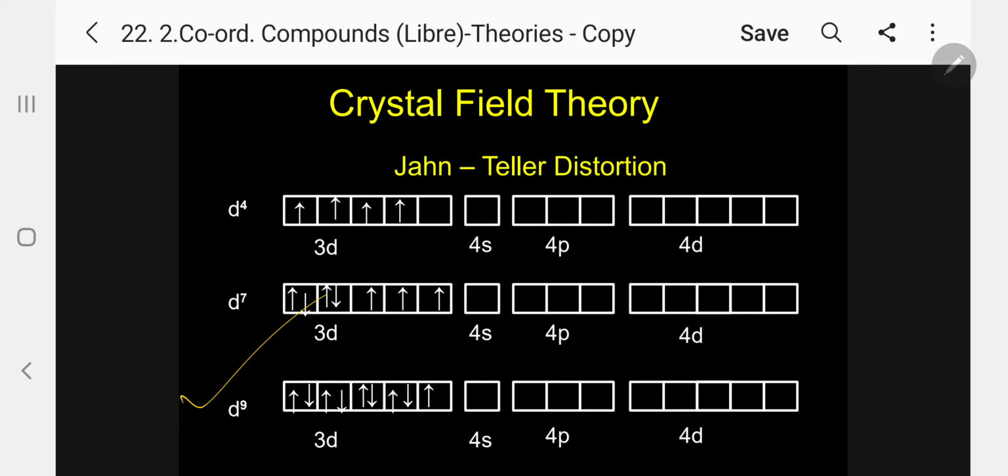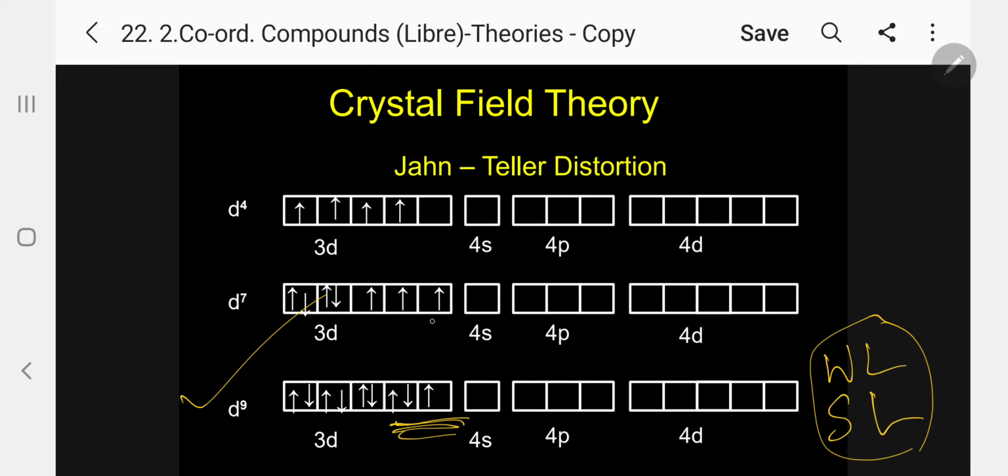The next one, d9. Example we have discussed already. Example copper. Electronic configuration is copper-like. So in this case, both weak ligand and strong ligand are operating. So in both cases, there is unsymmetrical.